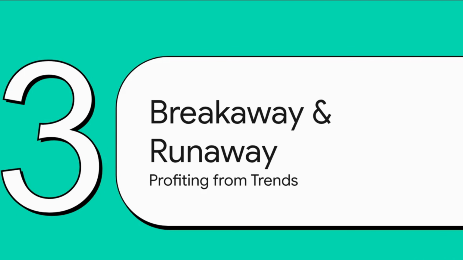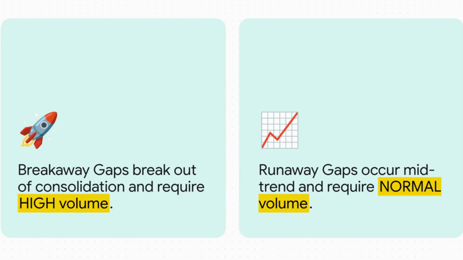All right, part 3, trading breakaway and runaway gaps. This is where volume becomes your absolute best friend. If you see a gap aggressively tearing out of a long consolidation range, you must see high volume. That's your breakaway gap. But, and this is a big but, if you are already riding an established trend and a gap forms right in the middle of it, high volume is actually a massive warning sign. For that mid-trend runaway gap, you want normal to low volume.